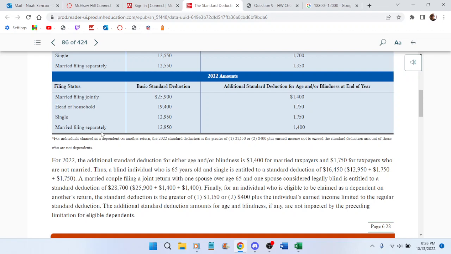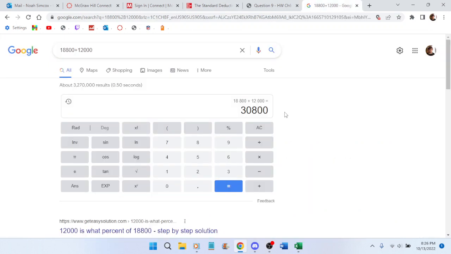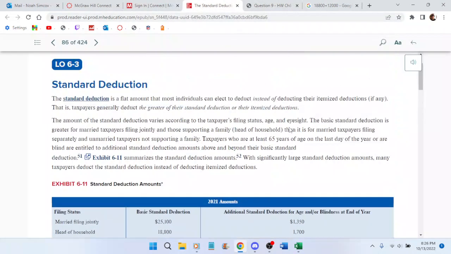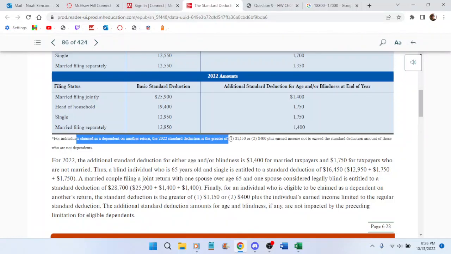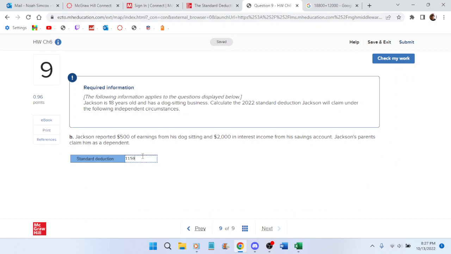It's the greater of this or this. $400 plus earned income. Alright, so what is 400 plus earned income? He made some income. Well, he made too much income, so it's going to actually be, according to this piece of information in an asterisk that's not part of the main text, so why would you need to study that? Apparently it's a homework question, though. So yeah, 1150.